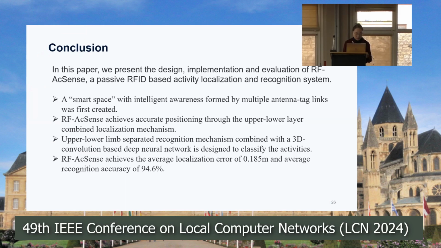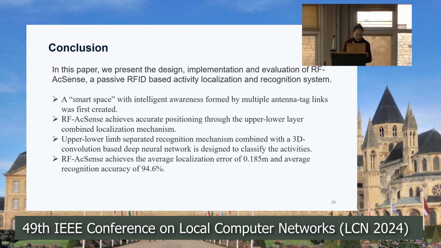First, a smart space with intelligent awareness formed by multiple antenna and tag links was created. Second, RF-AcSense achieves accurate localization through the upper-lower layer combined mechanism. Third, upper-lower link separated recognition combined with a 3D convolution-based deep learning network is designed to classify the activities.